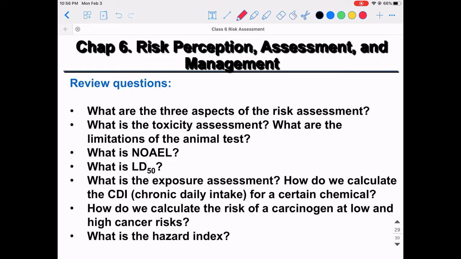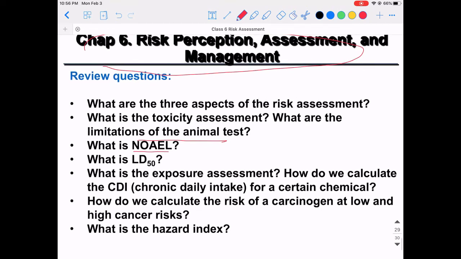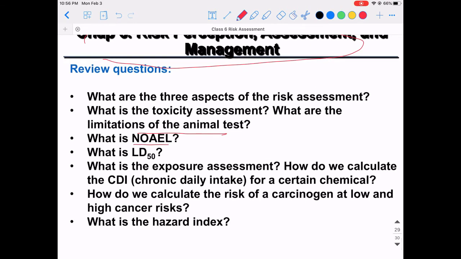Okay, so let's review these contents by looking at these questions. So what are the 3 aspects of the risk assessment? It's already shown here in the title, right? And what is a toxicity assessment? What are the limitations of the animal test? We introduced that too. What is NOAEL? So basically this is the maximum concentration that did not lead to observable risk to the test animals, right? Also, what is LD50?